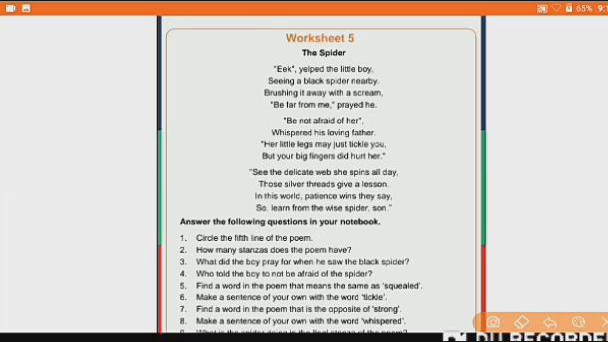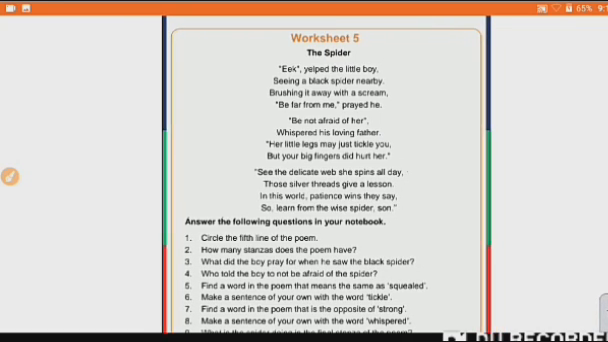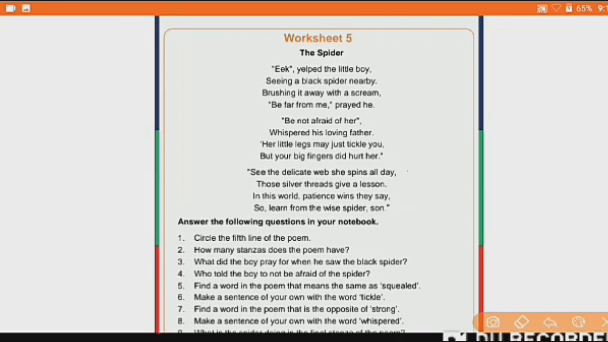Okay, so count it: first, second, third and fourth. 4 lines. Fifth, sixth, 7, 8, 9, 10, 11, 12. So here we have 12 lines. How many lines are there? 12 lines. And stanzas, so you can see between these two we have the space.